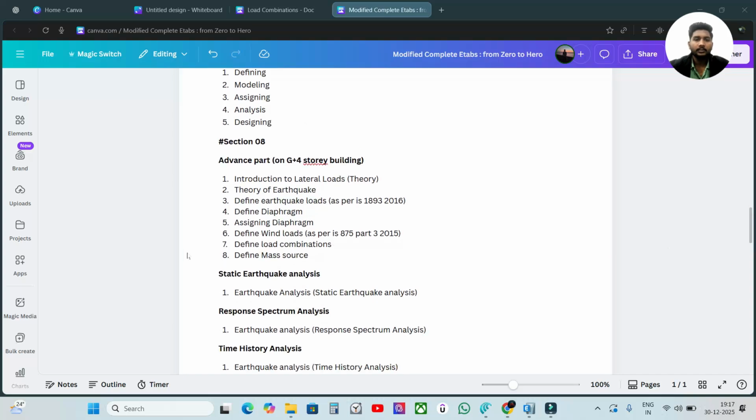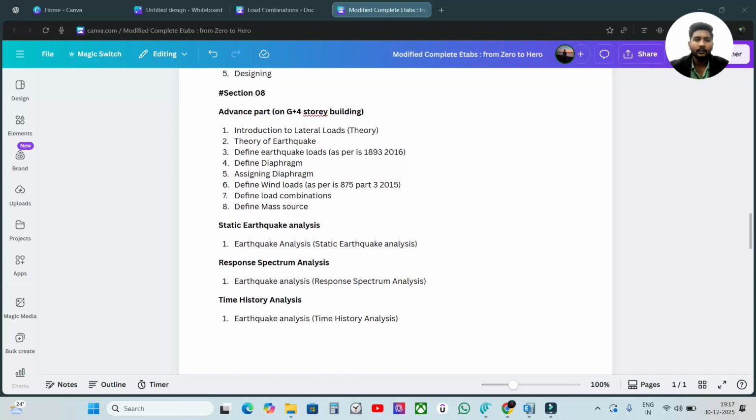As we have completed with the wind loads, defining the wind loads as per IS 875 Part 3 2015, we have seen completely how to define, how to assign, and how to analyze and see the result, whether it has been applied or not. So basically that was the wind part. We have seen the earthquake, the complete earthquake part. Then we have seen the diaphragm, the types of diaphragm, and all the concepts perfectly. Now we will see how to further define the load combination.